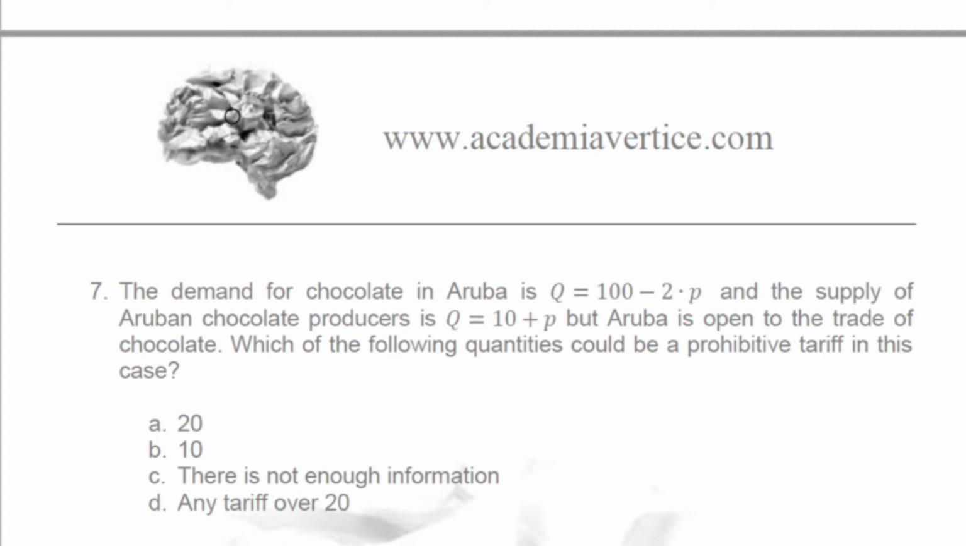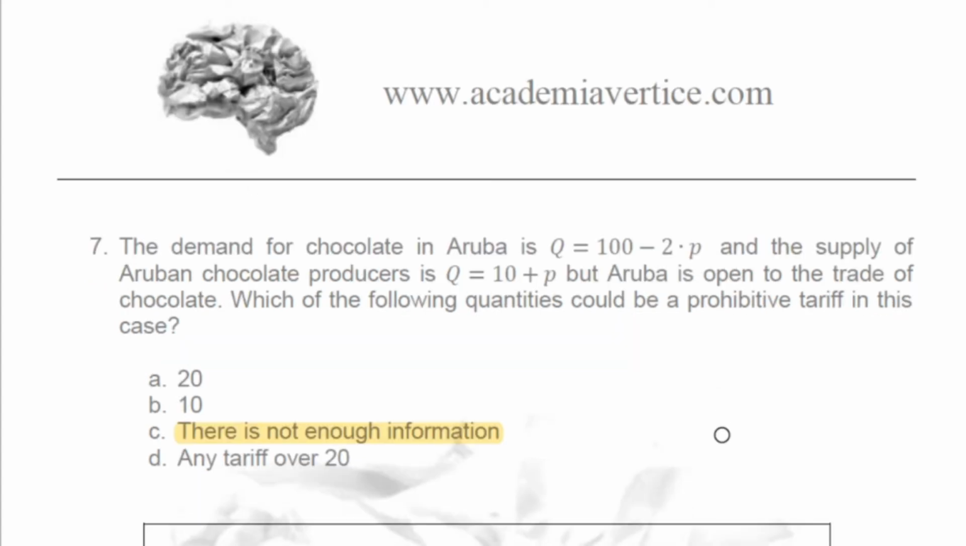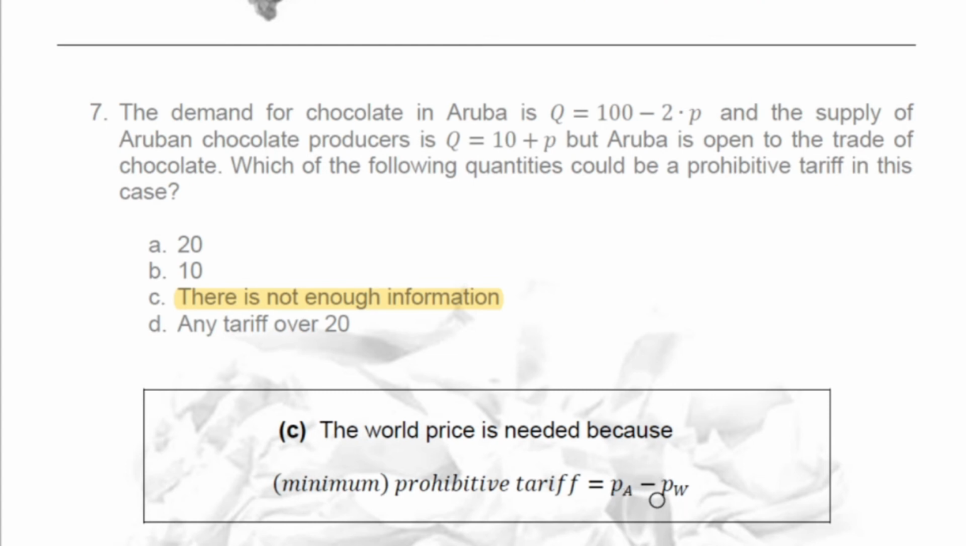Well, we don't have the world price. If we don't have the world price, we can't calculate the prohibitive tariff. The prohibitive tariff is the difference between the autarky price and the world price. Yeah, if to that world price we add the prohibitive tariff, we find the autarky price. So foreigners don't want to introduce any unit in our country. Okay, so be careful with the reading.